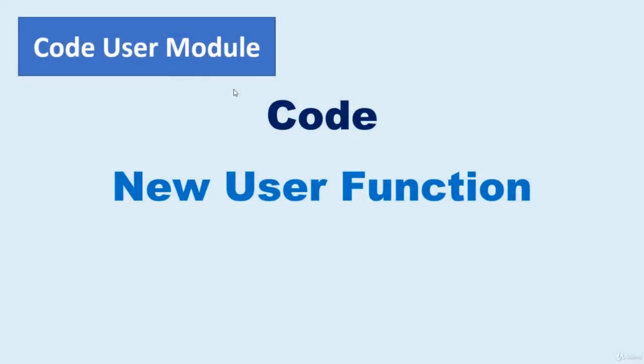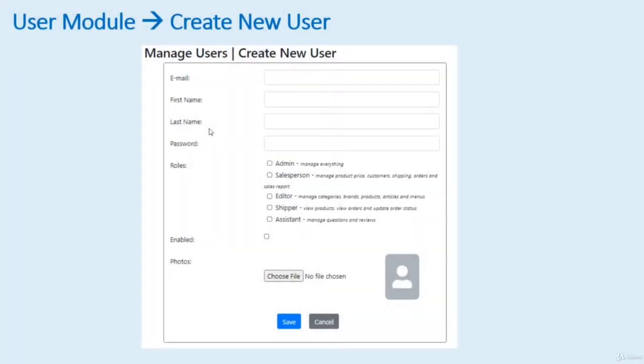In this lecture, we will implement the create new user function of the user module in the Xiaomi admin application. We will code the new user form that looks like this, allowing the admin to enter the user details such as email, first name, last name, password, and assign one or more roles to the new user and specify the enabled status for the new user.